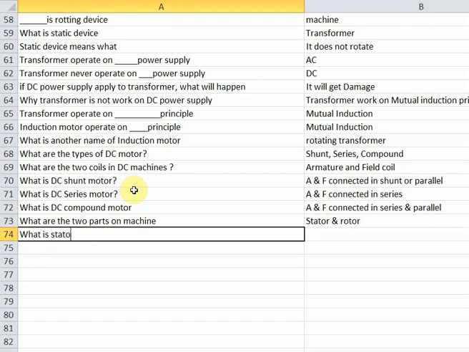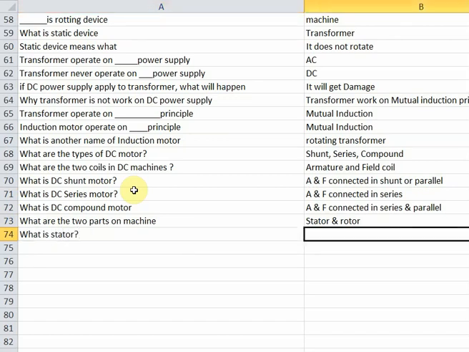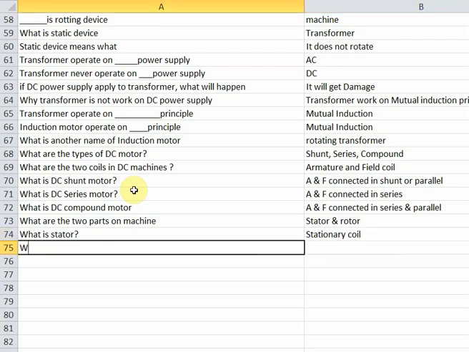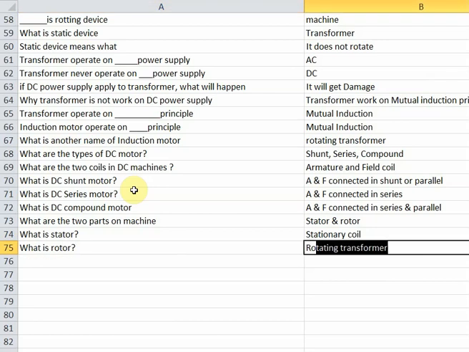What is stator? Stator is a stationary one. Stationary coil is mounted or wound. Stator is a stationary coil, that is simple. Okay, what is rotor? Rotor is a rotating coil.